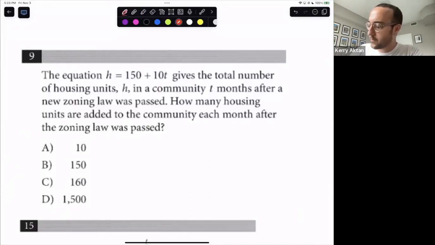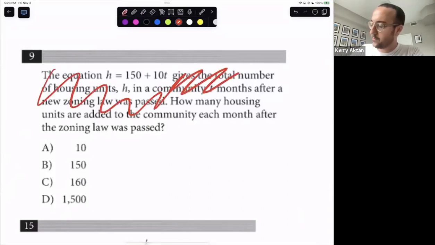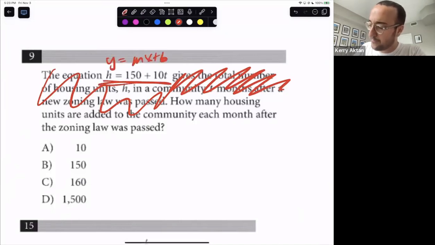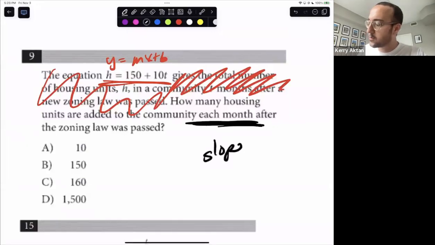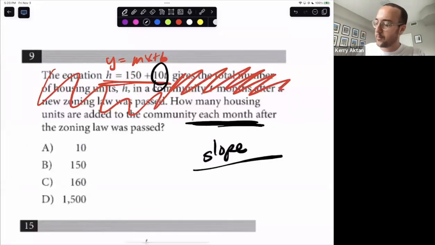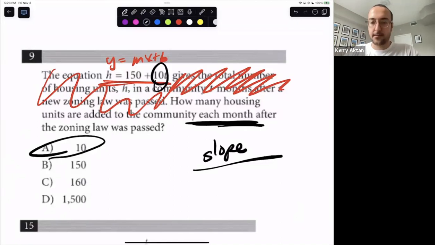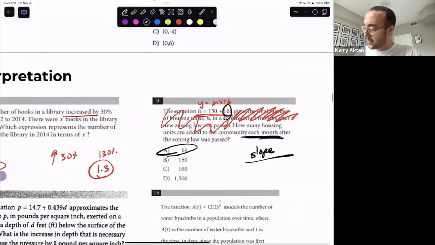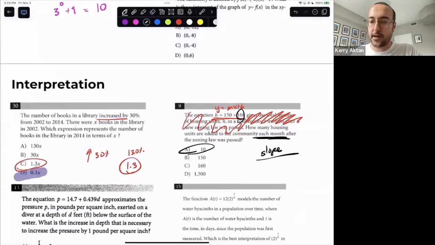Good. So a lot of us are not really reading the question, which is a good thing. You can recognize that this is in that y equals mx plus b form. And it's asking about each month or per month, per each. What are those words for? They're words for the slope. And what is the slope? It's 10. That one's pretty nice. Now the next ones aren't going to be so nice.